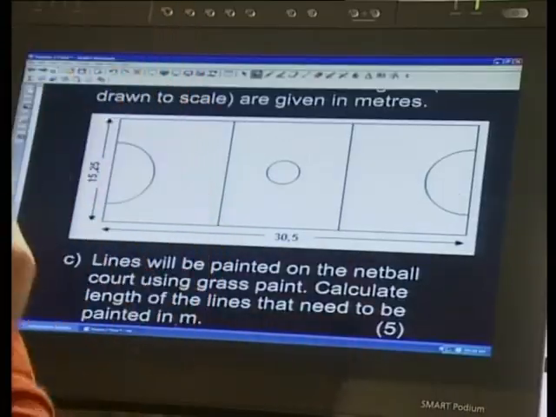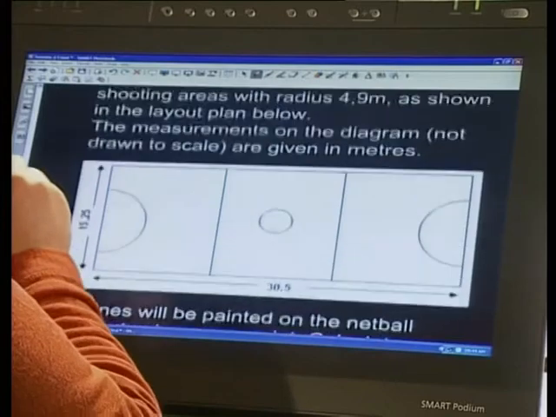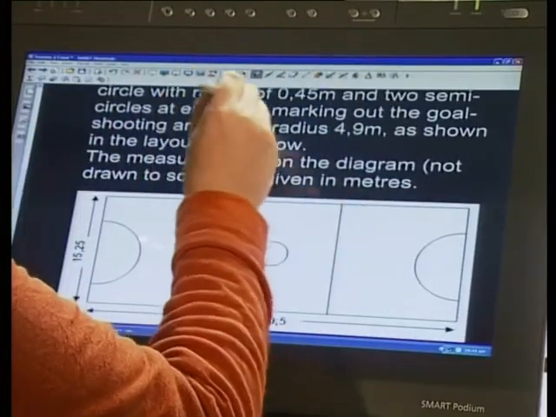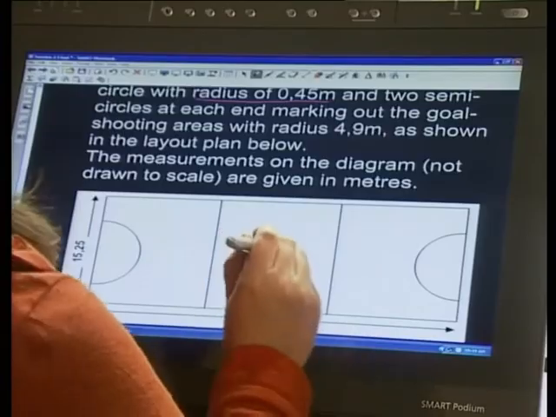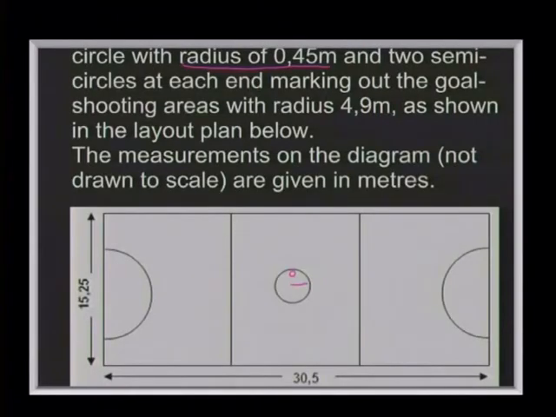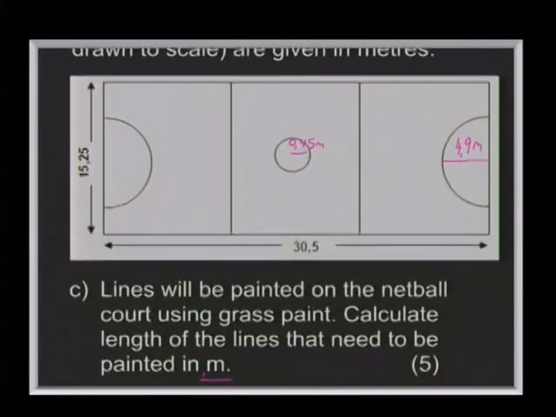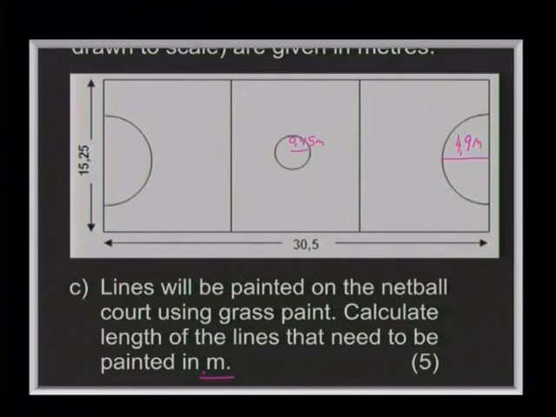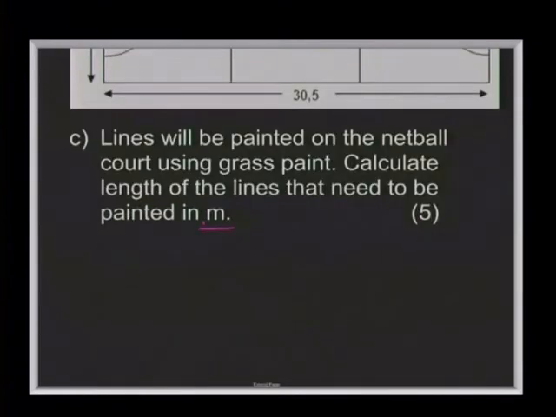They want me to draw all these lines. So I'm going to go back to the question and fill in the values that I did earlier of the radius. So the center circle radius was 0,45, and the radius of the 2 semicircles at the end was 4,9 meters. Now I've got every value that I need. So the lines will be painted. I'm looking at every single line that is black on the screen at the moment. So let's break this down.